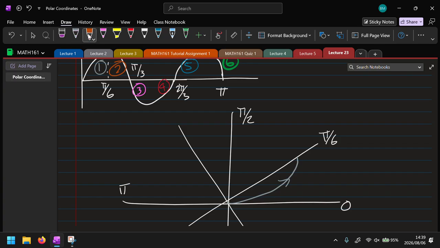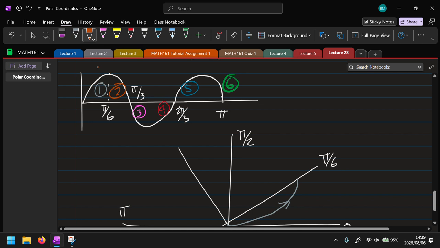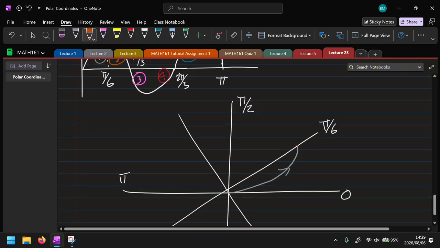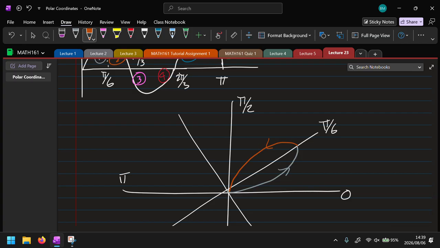Then the orangey color, number 2, from pi over 6 to pi over 3, that's going to be somewhere in between those two. It must go from 1 down to 0. And then we can do the third one. So it must look something like that.